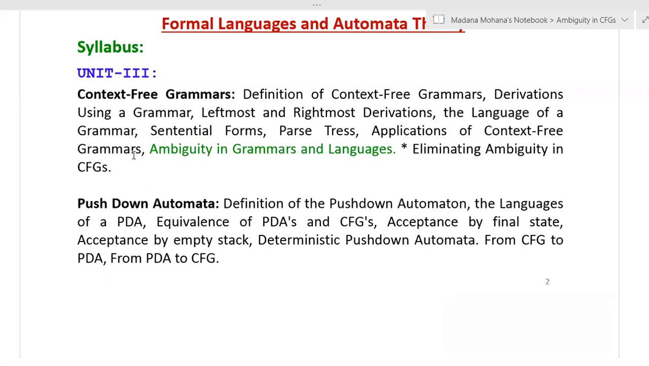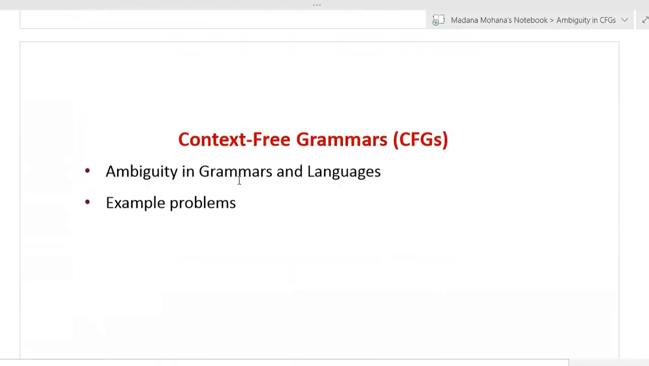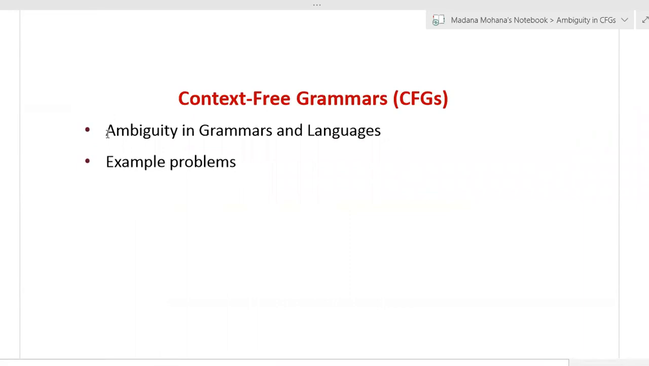Now we will discuss the other topics related to context-free grammars, that is ambiguity in grammars and languages. Next class we will discuss how to eliminate ambiguity in grammars. Coming to the outline of today's lecture: first we will discuss the definition of ambiguous grammar, then examples, then how to check whether a given grammar is ambiguous or not. We'll demonstrate with some example problems.